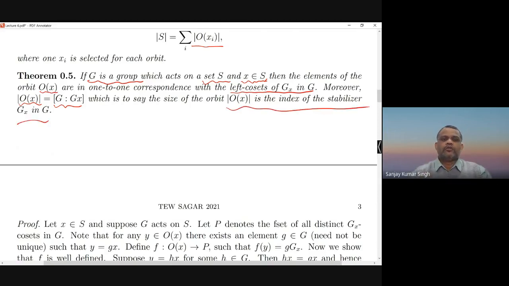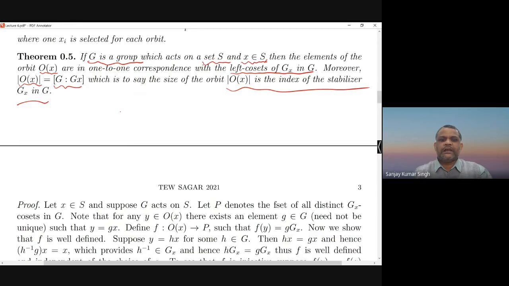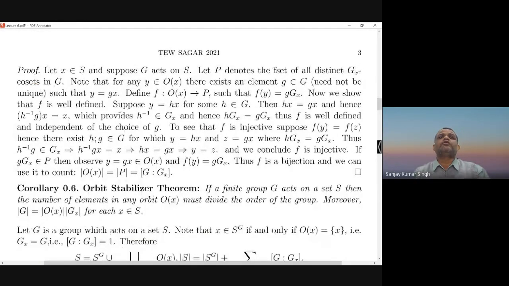So now, how to prove this theorem? I will not prove it completely; I will give you a sketch. Basically, you want to prove that two sets have the same cardinality. This is a problem of set theory, and whenever you want to prove that two sets have the same cardinality, you try to give a bijective map between these two sets. So I am going to do the same thing. I will say let P denote the set of all distinct G_x cosets in G, and now let y be an element in the orbit. Since it is in the orbit, it means what?